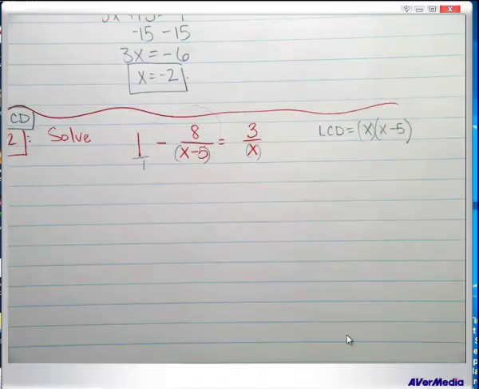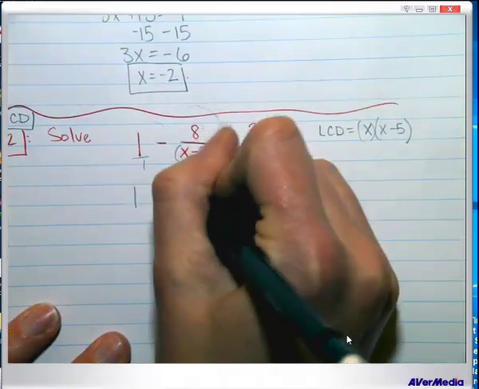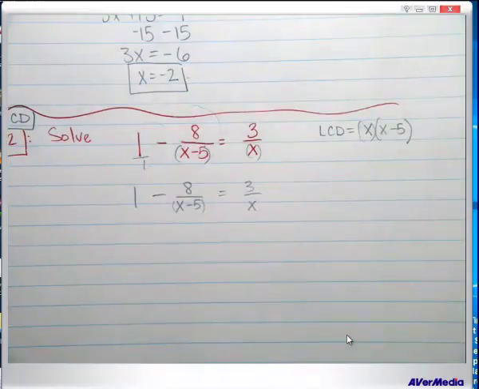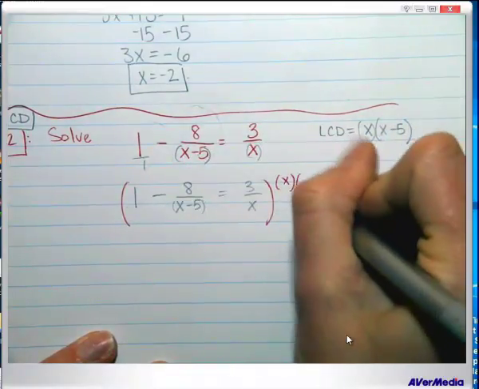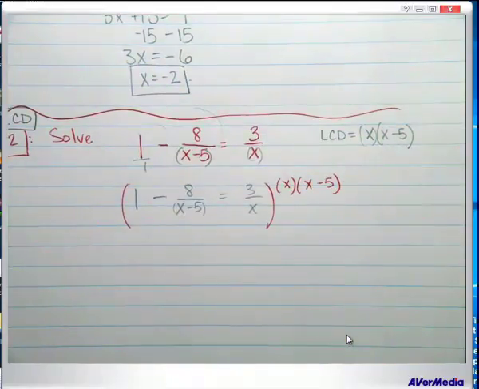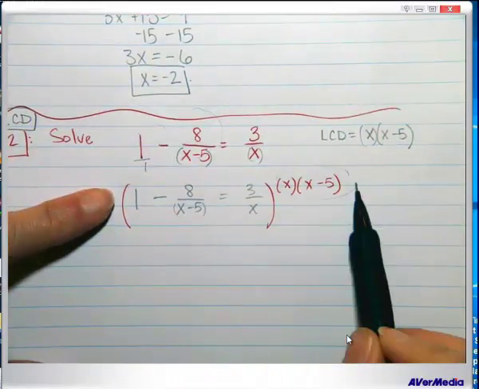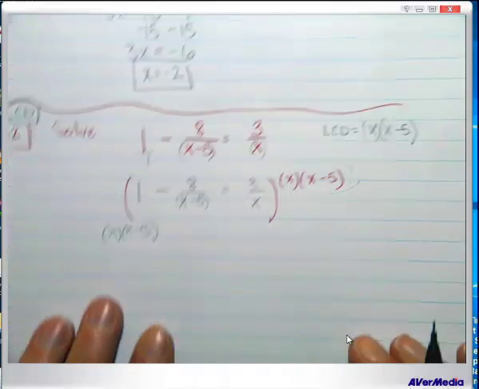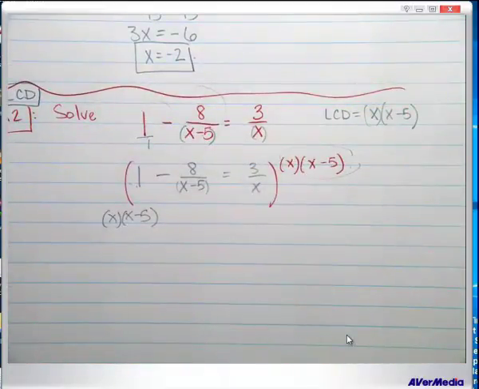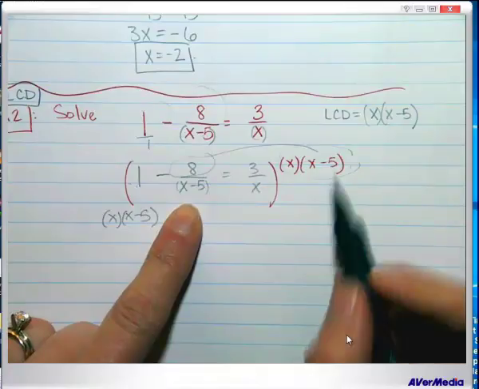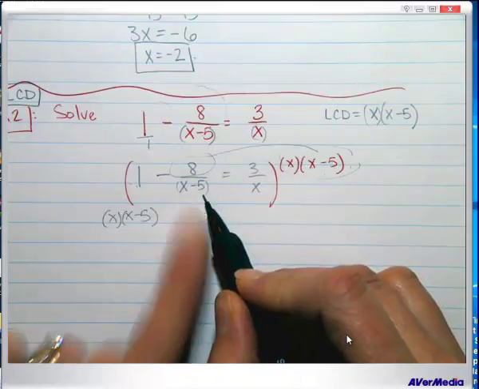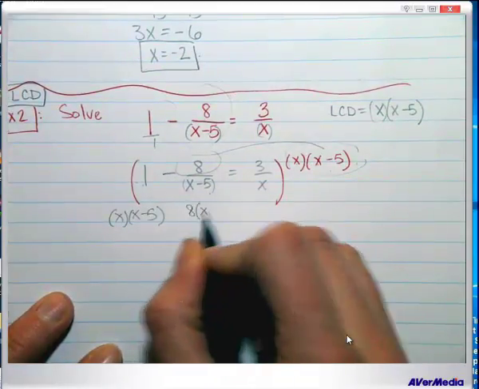And then what I'm going to do is multiply this entire fraction. I'm going to write it again just for the example's sake so it doesn't get messed up. I'm going to take everything in this fraction and multiply by x times x minus 5. When I take x times x minus 5 multiplied by 1, I have x times x minus 5. When I take x times x minus 5 multiplied by this negative 8, I would have an 8, an x, and x minus 5, but I have an x minus 5 on the bottom. I'm going to write out all the work for this first one so that you can see what it looks like.